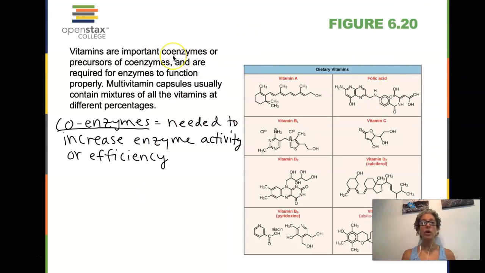There are also coenzymes. Vitamins are either coenzymes or precursors to them. They are needed to increase that enzyme activity or efficiency, and there are several examples here. You do not need to memorize the structures or even which vitamins are coenzymes, just that vitamins are coenzymes.